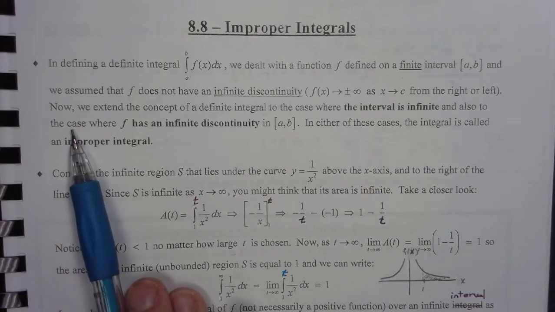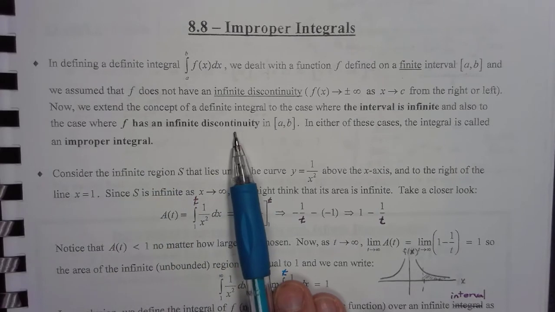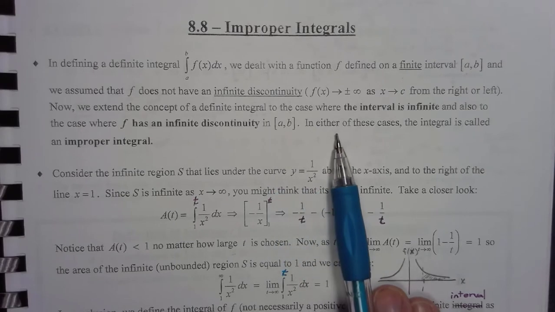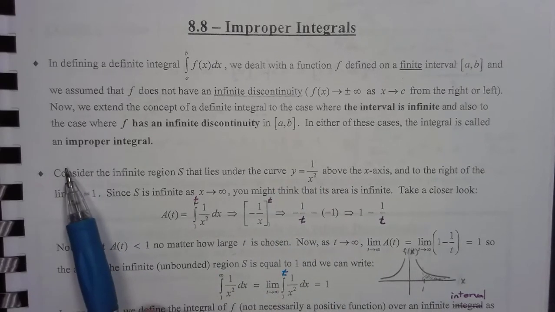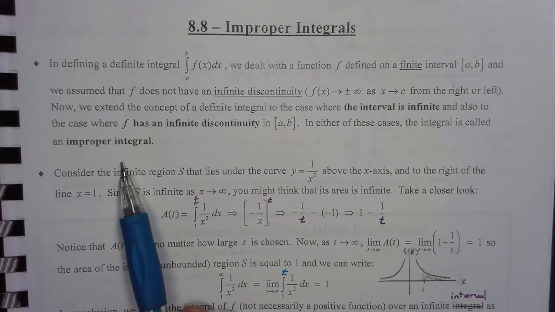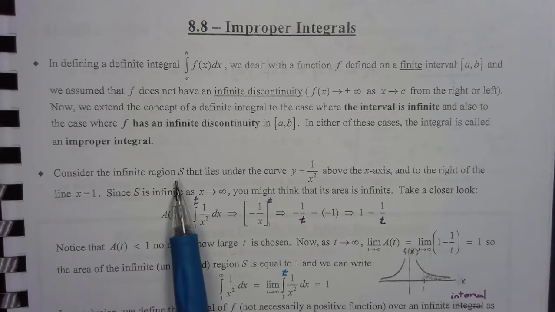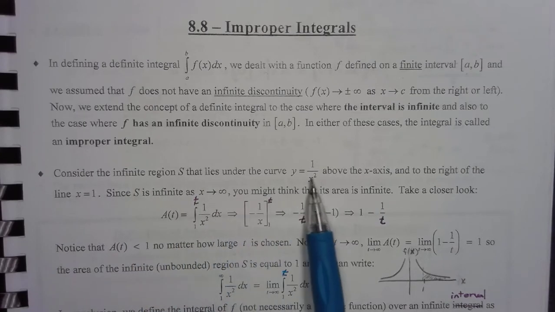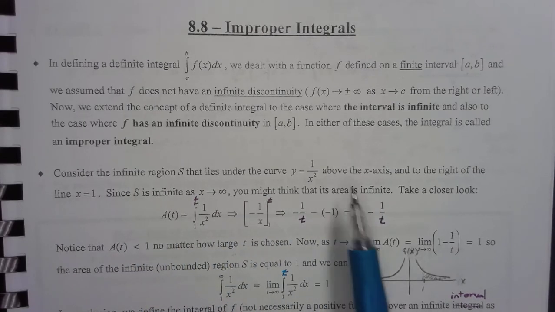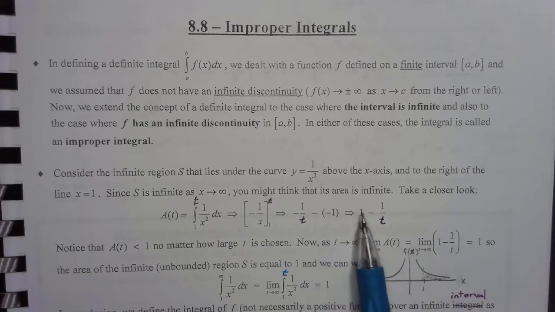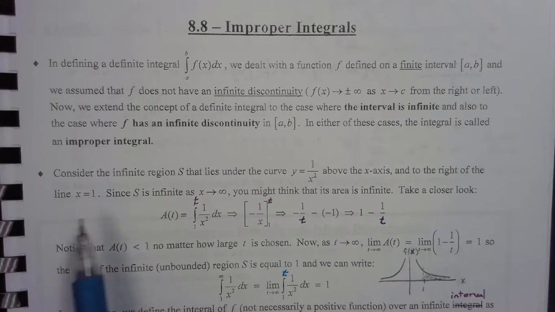and also to the case where f has an infinite discontinuity in the interval from a to b, the closed interval from a to b. In either of these cases, the integral is called an improper integral. Now let's consider the infinite region S that lies under the curve y equals 1 over x squared, which we know looks like this, and it is above the x-axis and to the right of the line x equals 1.